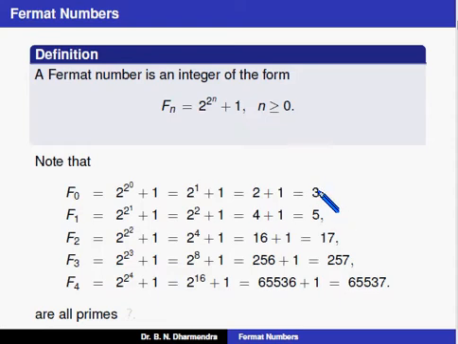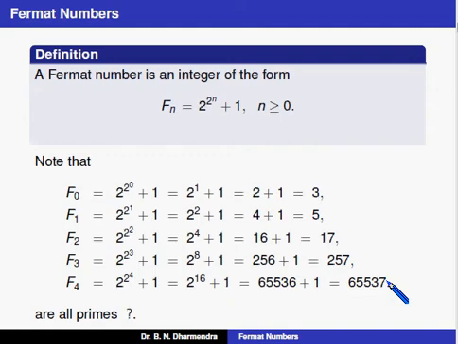65,537. So now I have to observe the values: F0 is equal to 3, F1 is equal to 5, F2 is equal to 17, F3 is equal to 257 and F4 is equal to 65,537. All are odd numbers. When I observe the terms, all are odd numbers, and all are prime numbers. Definitely the terms from F0 to F4 all are prime numbers.